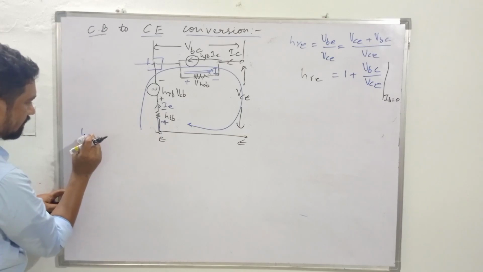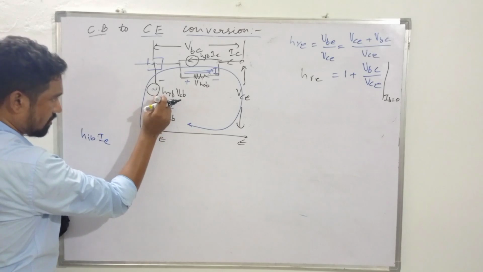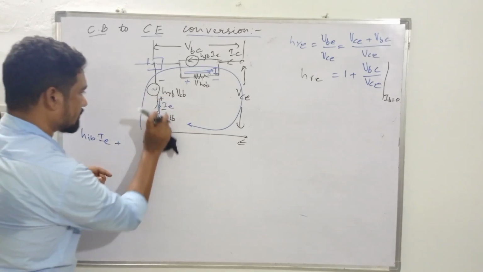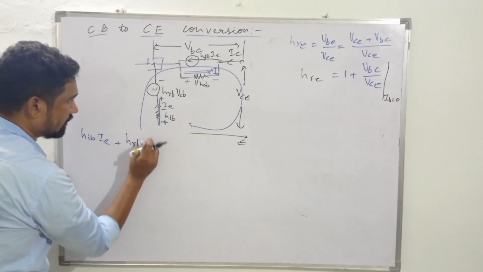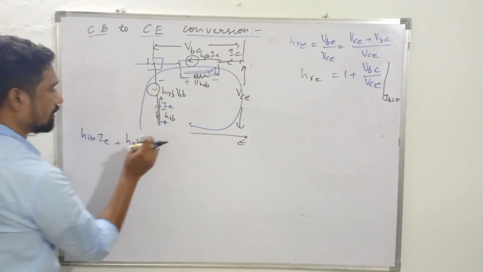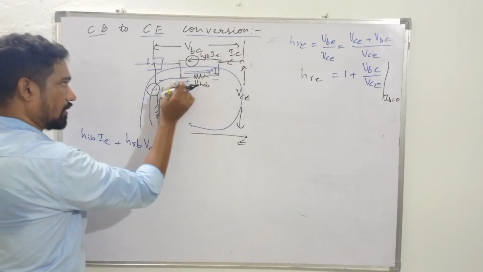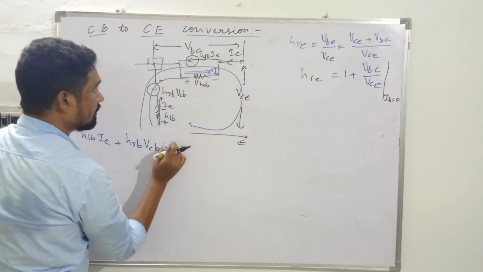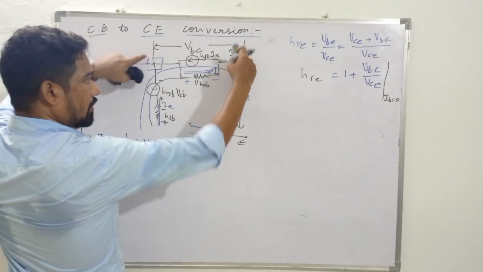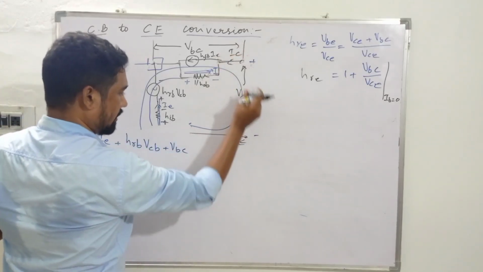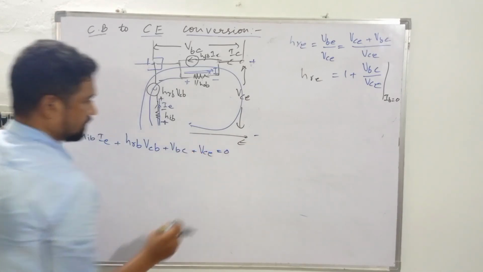HIB IE. Again, what is this drop? It's a positive plus HRB VCB. Yeah, go ahead. Even this is positive, and this is the voltage drop. This can be written, even this can be plus VBC. This is the direct voltage drop. Write down the drop. And even this one, even this will be positive, it will be negative, plus VCE, which is equal to 0.